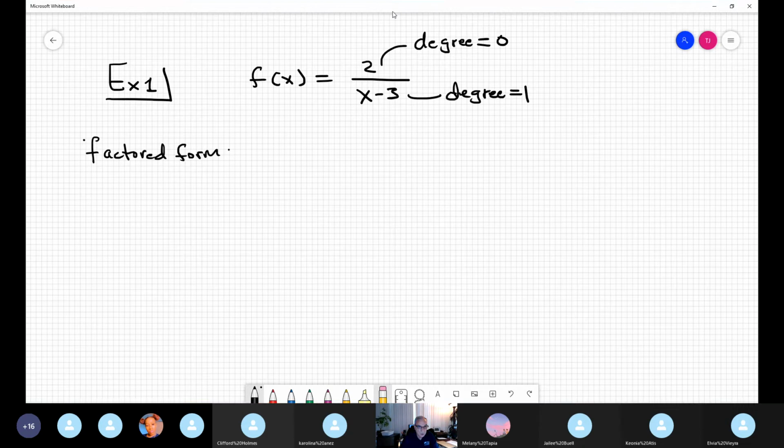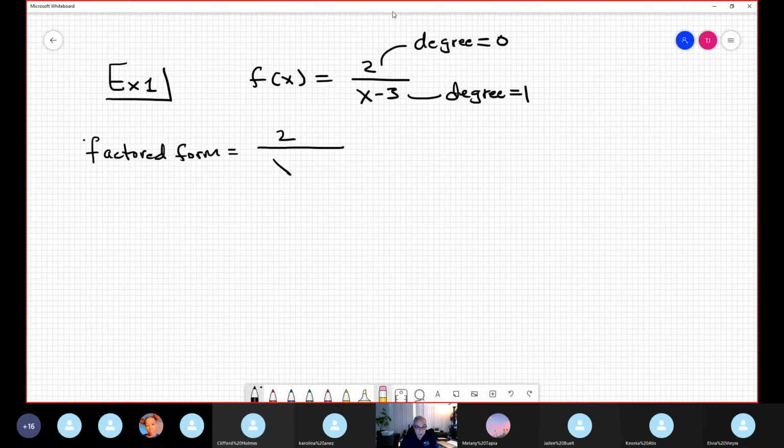Because unfortunately 2 is 2 and x minus 3 is a binomial that is prime. We cannot do anything. However, I can see that now the idea behind the vertical asymptote is you take the expression in the bottom, that is x minus 3, and you enforce it to be 0.